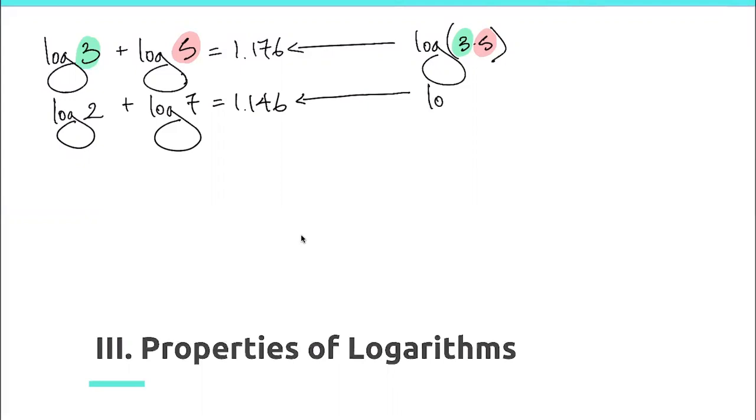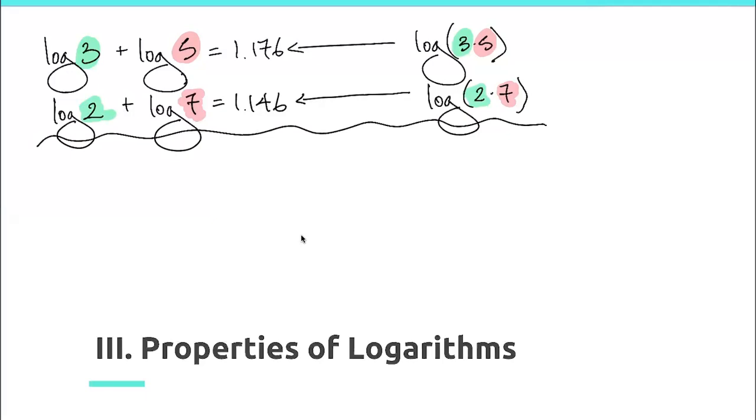Log 2 times 7. 2 times 7, good. And we could also say 14, right? 2 times 7. So this number is this number, and this number is this number, right? Okay, let's try another one.